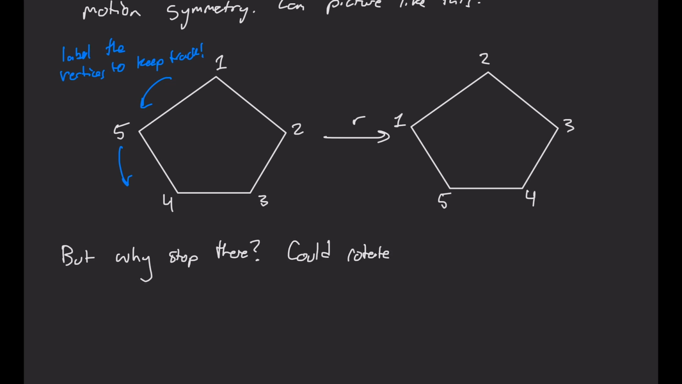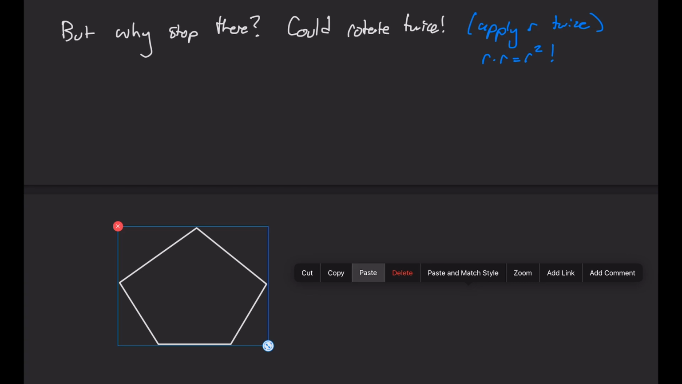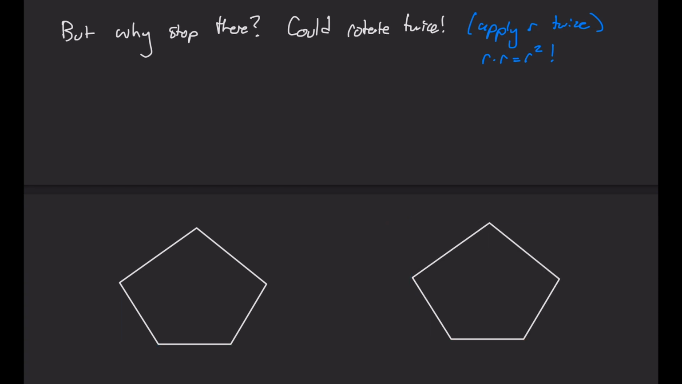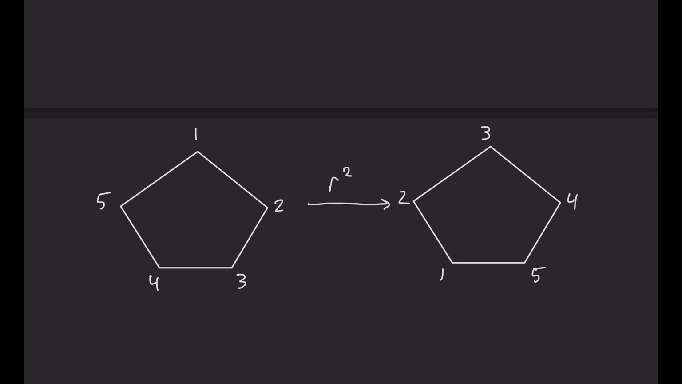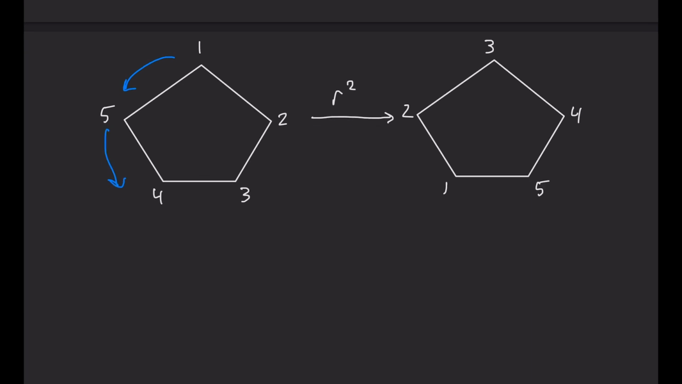But why stop there? We could rotate twice, for example. So that's just basically applying our first rotation twice. So I'm going to denote that by R times R, which is R squared. So let's visualize that. Okay, let's label our vertices 1, 2, 3, 4, 5, and then our action will be R squared. And now 3 gets to the top and it goes around 4, 5, 1, 2. So similarly, we can do R cubed and R to the 4.